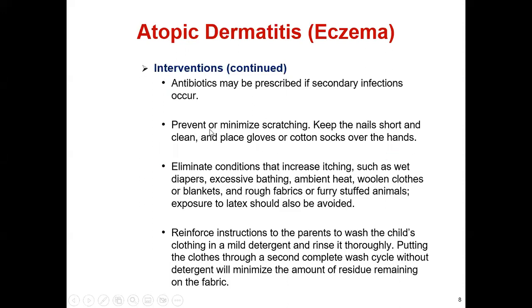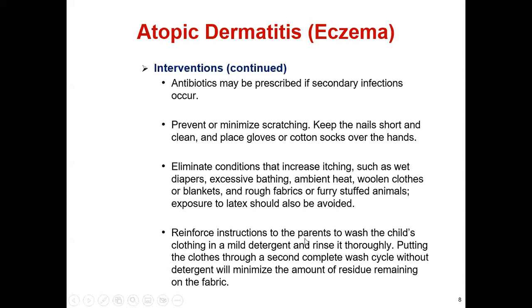Prevent or minimize scratching: keep the nails short and thin, and place gloves or cotton socks over the hands. Eliminate conditions that increase the itching, such as wet diapers, excessive bathing, or some kinds of clothes or blankets. Rough fabrics or furry stuff, and animals; exposure to latex should be avoided.